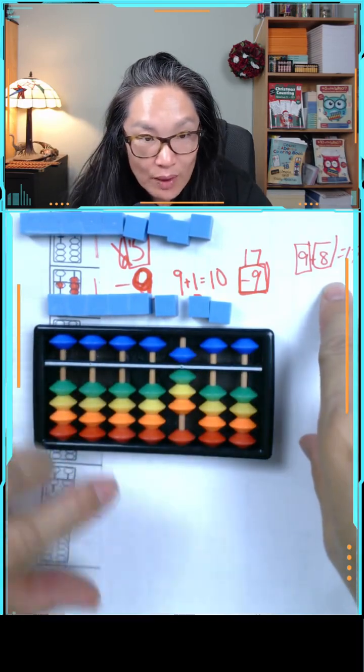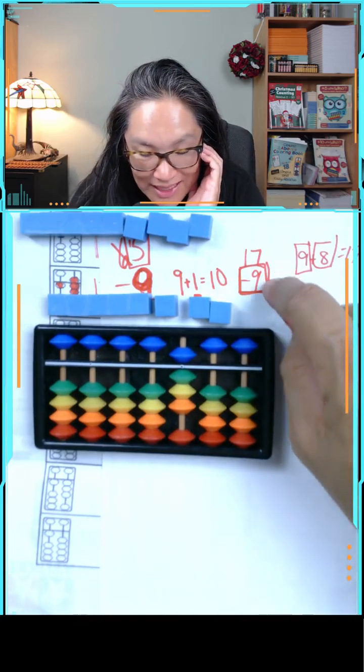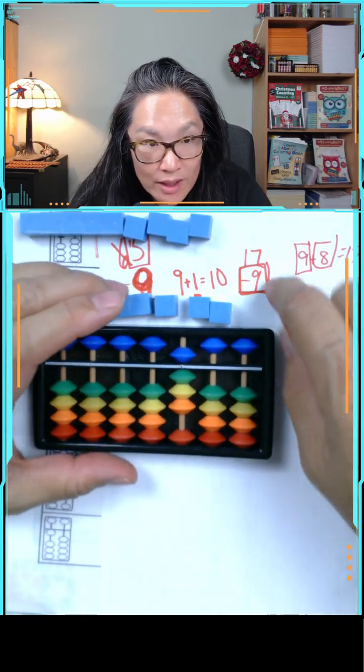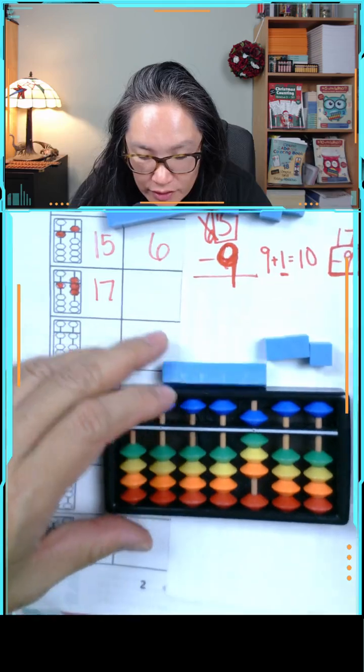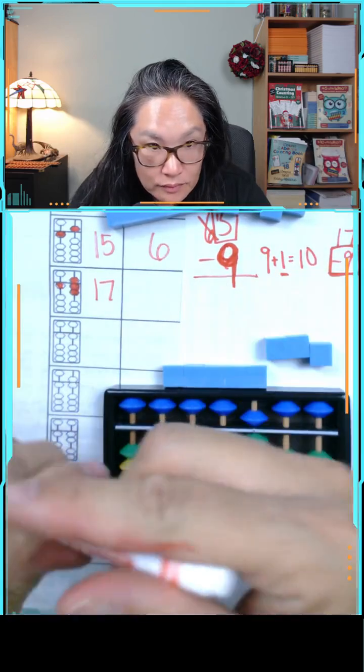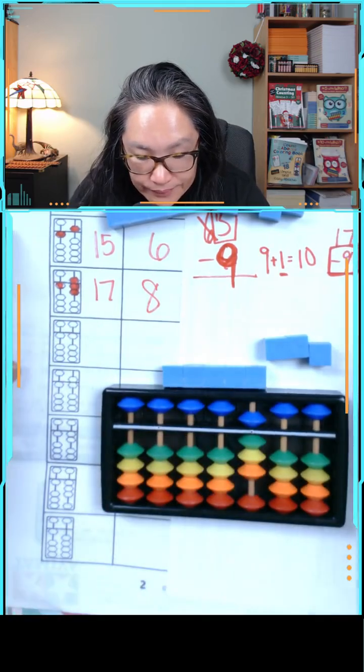We don't need to memorize 9 plus 8. What we need to do is understand how to take away the 9. Does that make sense, Ebony? So we could do it again.